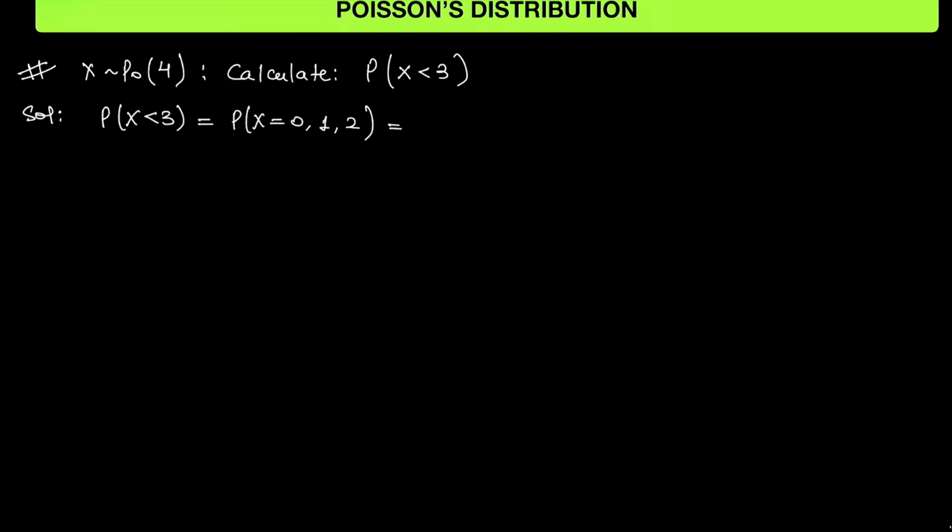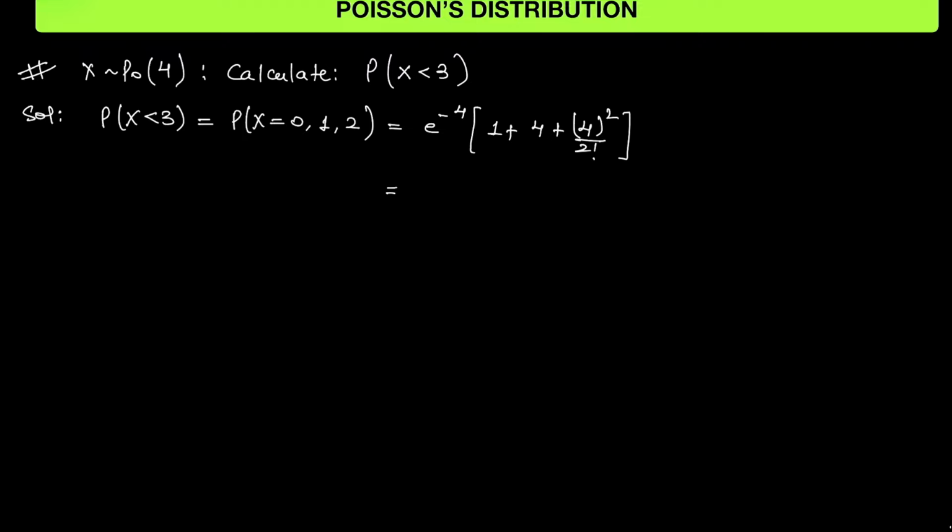And now we will write e raised to the power minus lambda, that is minus 4, then bracket, then e raised to the power minus 4 taken out common. I will be having for 0 it is 1, for 1 it is 4, and for 2 it is going to be 4 square over 2 factorial.